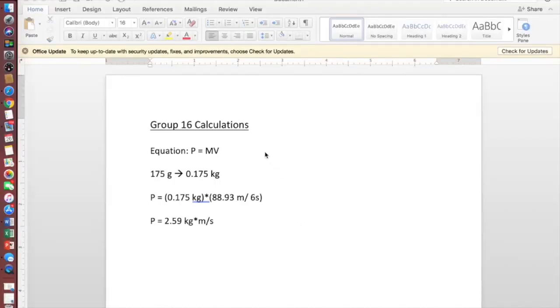So for this real-life example, in our calculations we used the equation P equals mv, where P is the momentum, m is the mass, and v is the velocity. The mass of the disk that was found is 175 grams, which I converted into 0.175 kilograms. I then multiplied this mass by the velocity, which was found using the distance that the disk traveled and the time that it traveled. Multiplying all of this together, I got 2.59 kilograms times meters per second for the momentum.